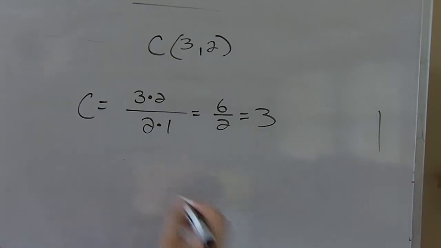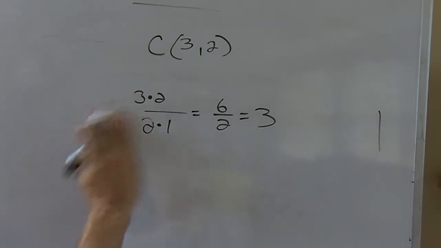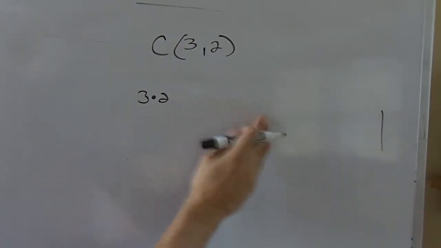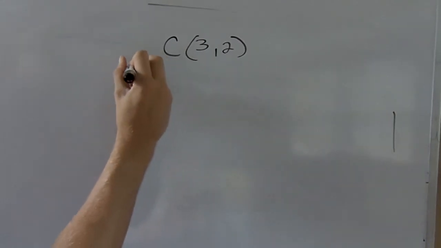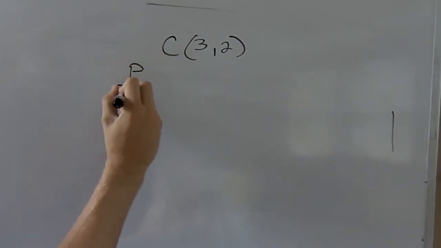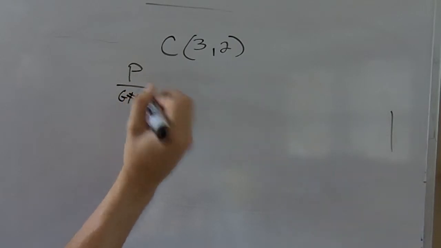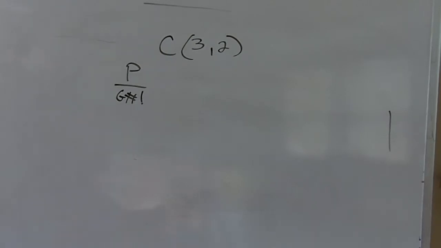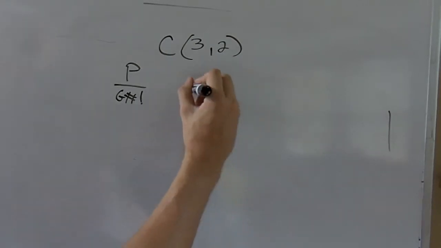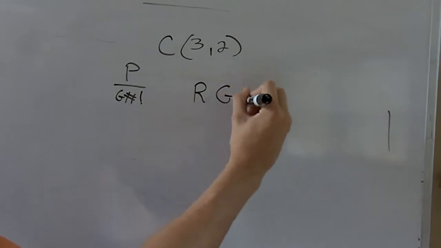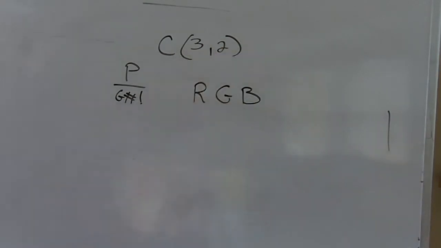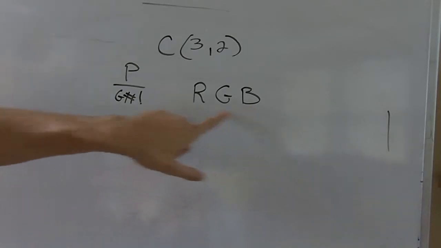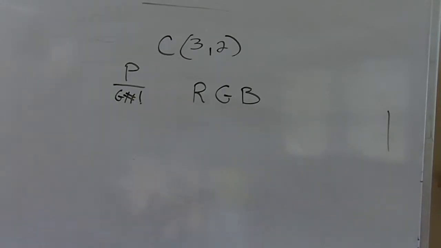So for example, if I have 3 colors, I'm going to just put this here. We've got permutations over grouping number factorial. So permutations are going to get you all the possible outcomes. If I have red, green, and blue as my options, and they're being taken 2 at a time, the permutations are going to tell me there are 6 different ways to group these 3 colors 2 at a time.